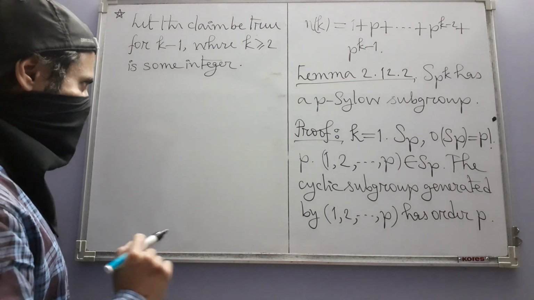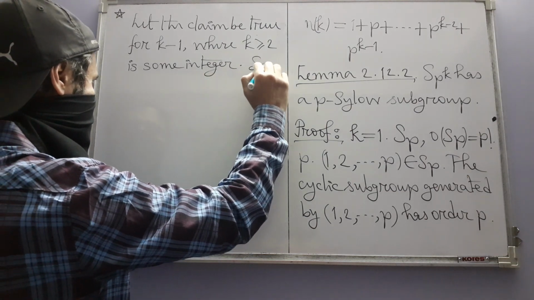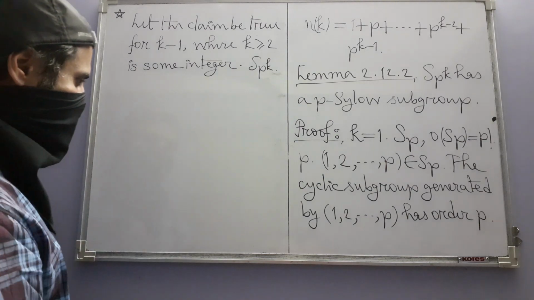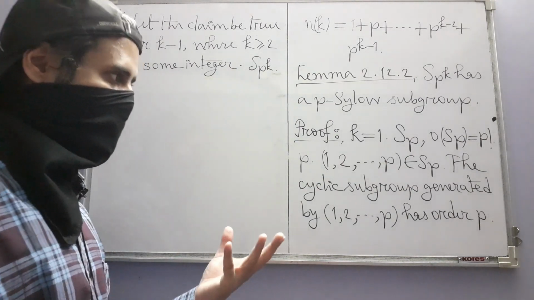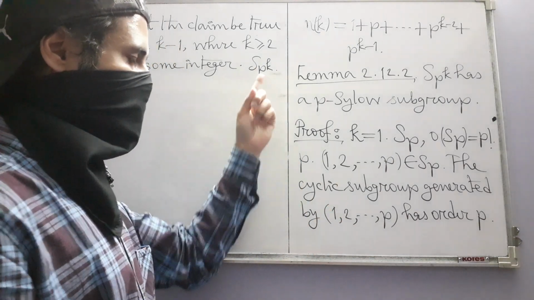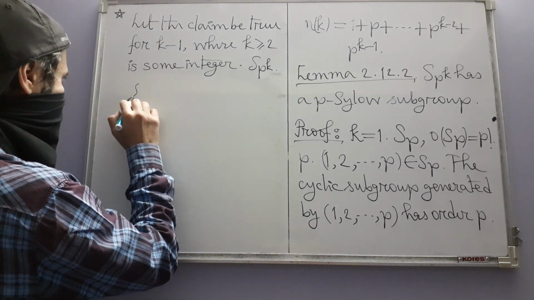Alright, so now we want to prove the claim for S of p to the power k. So let's see the symbols that are there in S of p to the power k. That means the symbols are the objects on which the permutations of this group act. That is this set.